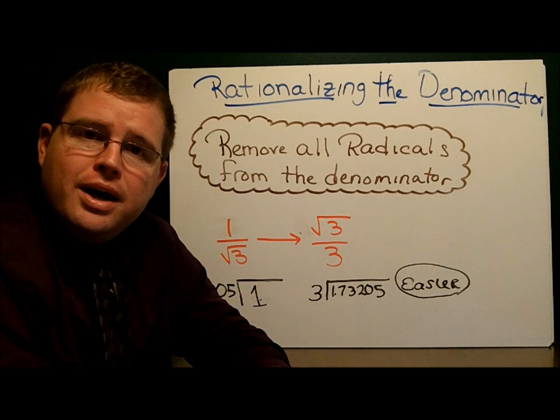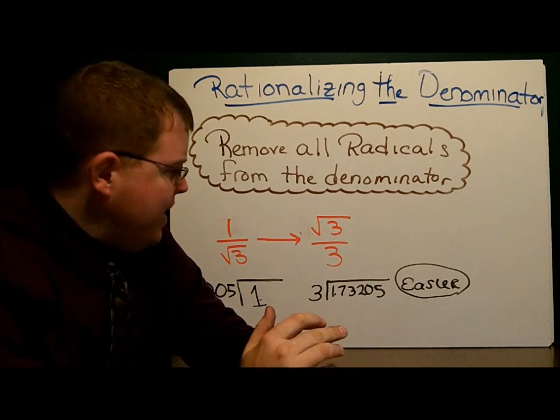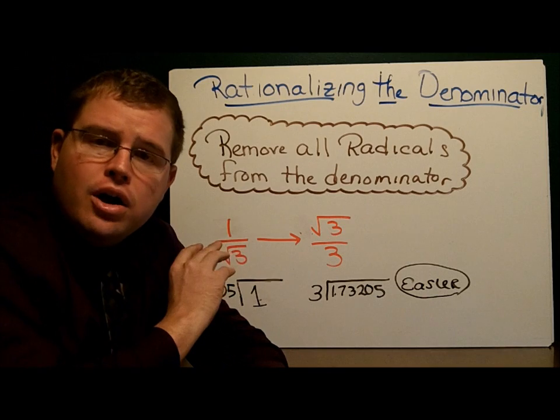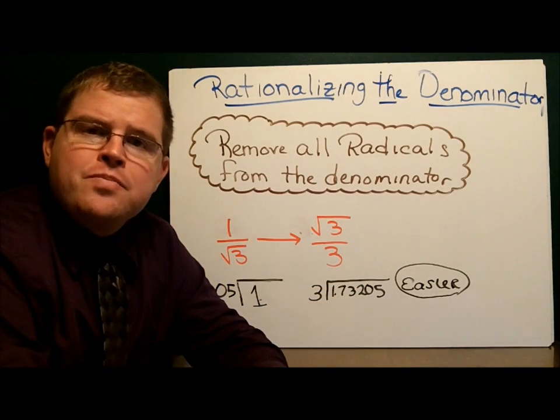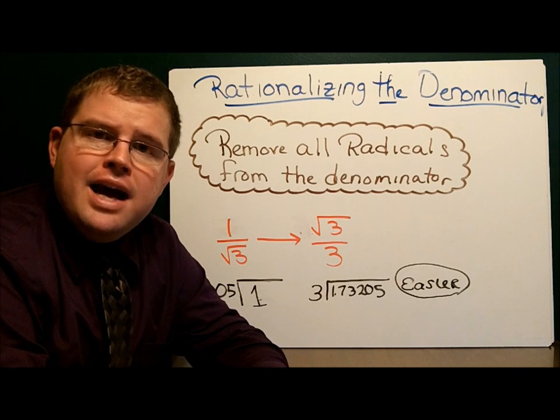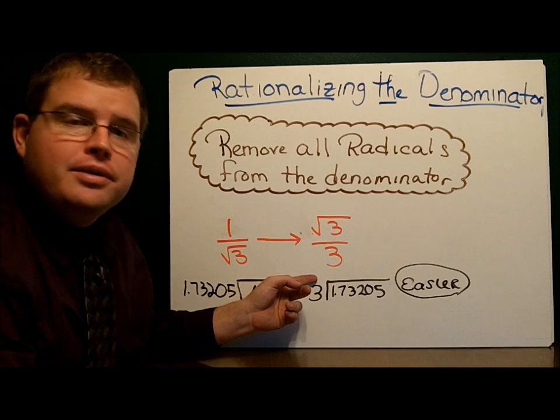We're going to take a look at a process known as rationalizing the denominator. In other words, we're going to take a fraction and take all of the square roots out of the denominator and move them up top. We call it rationalizing the denominator because we're going to make the denominator a rational number.